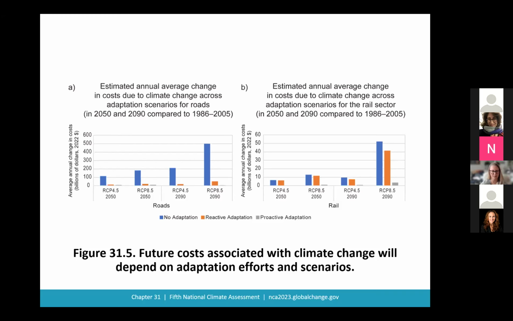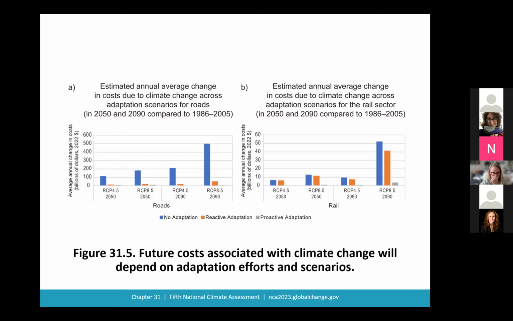And if we go to the next slide, we did have a figure that illustrates the future costs associated with climate change that will depend on the effectiveness of adaptation efforts and the specific emission scenarios that we as a global community decide we want to choose. So throughout the National Climate Assessment Report, you will see a lot of different references to the fact that we as humans can decide what future we want. But we have to decide that now, and that is related to reducing our greenhouse gas emissions globally.